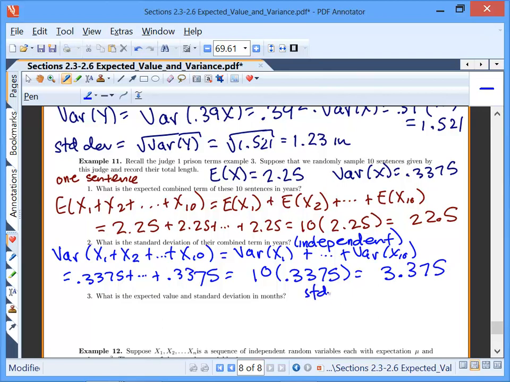And the standard deviation is the square root of that, 1.83. So that first variance, 3.375, is that in years squared? This, yes, would be in years squared. So then do we have to multiply, well, because it says in months for the standard deviation, so.